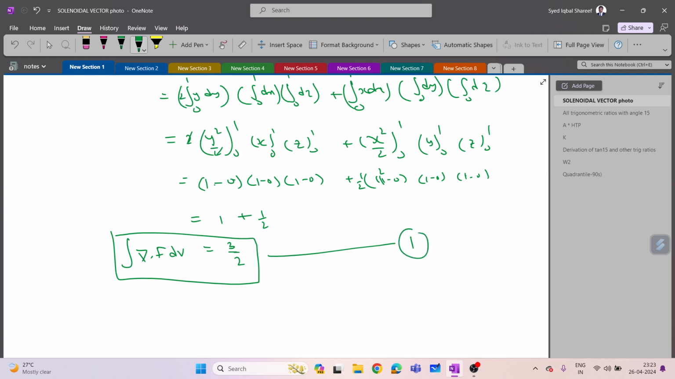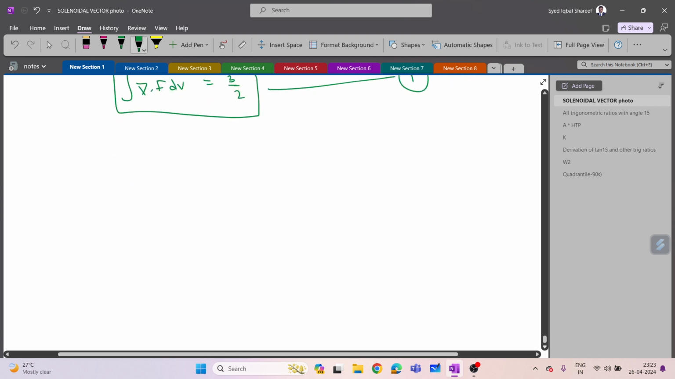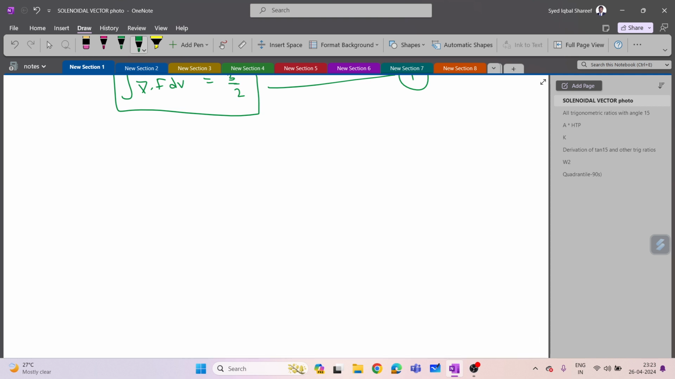Now we have to go for the surface integral over the six faces of the cube. The cube is given in the problem, with x equal to 0 to 1, y equal to 0 to 1, z equal to 0 to 1. So let me draw the cube.